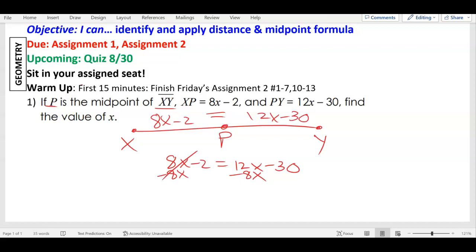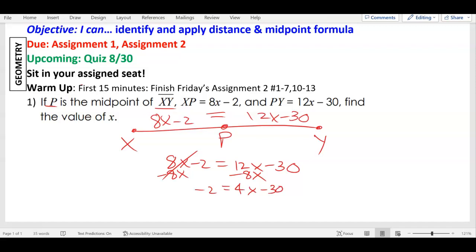On the left, it cancels out, and I'm going to bring down what? Now, real quick, look. This is not just 2. That sign goes with it. So when you bring it down, it's negative 2 equals 12 minus 8, which is 4x minus 30.